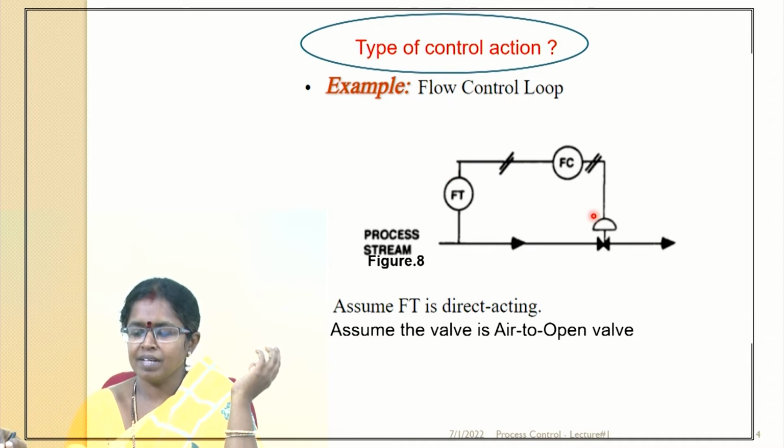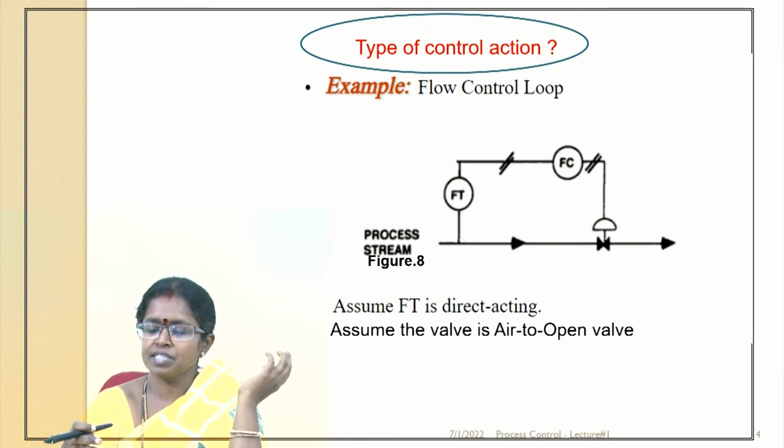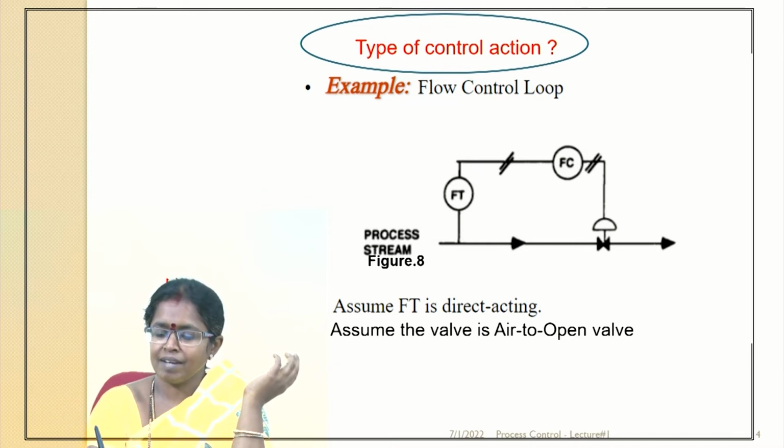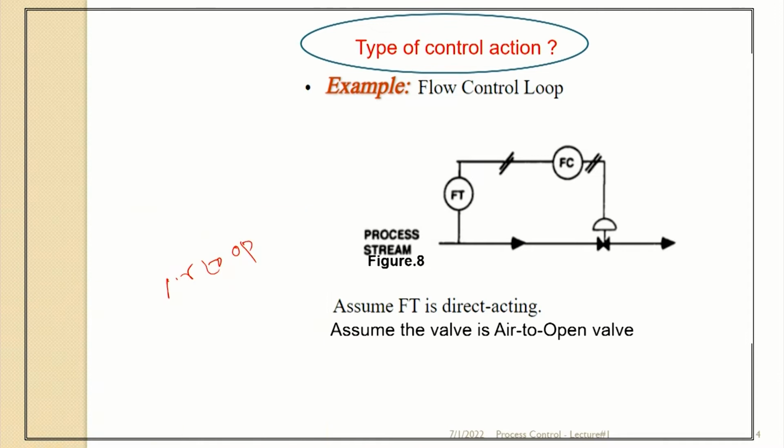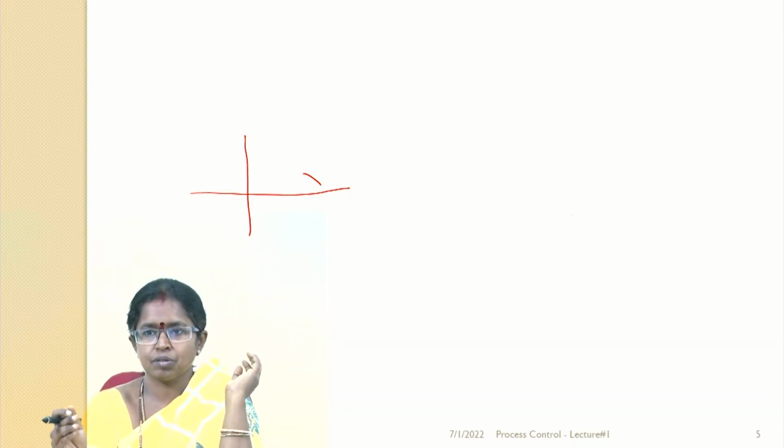Then coming to the valve, I already told you in the last class, there are two types of valves available. One is called an air to open valve and the other is called an air to close valve. You know the difference between them. What is meant by an air to close valve? When the supply pressure is increased from 3 to 15 psi, the valve gets closed. What about the air to open valve? When the supply pressure is decreased from 3 to 15 psi, the valve gets closed, right?